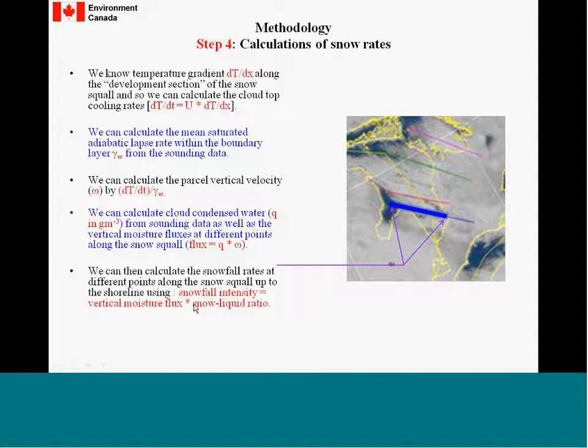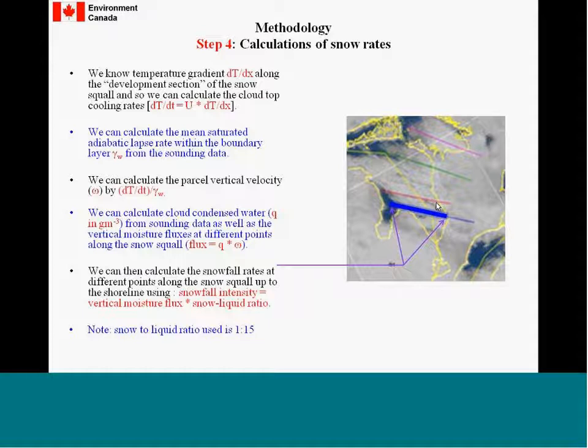snow rate along the snow squall up the shoreline for this step, okay? That is the snow intensity, it's the vertical moisture flux times the snow-liquid ratio. The snow rate along this bold green line here, all along the line at this stage, okay? Now, the snow-to-liquid ratio used is 1 to 10.